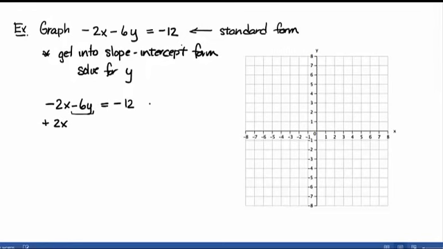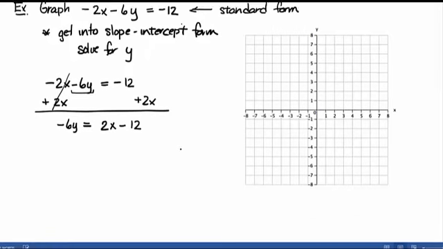So I need to get rid of this negative 2x. So I add 2x. That goes away, and I get negative 6y equals. And remember, I'm always going to write my x term first. So 2x minus 12. And that helps me get it into the correct form of a slope-intercept form of the line. So now to get y by itself, I divide both sides by negative 6.